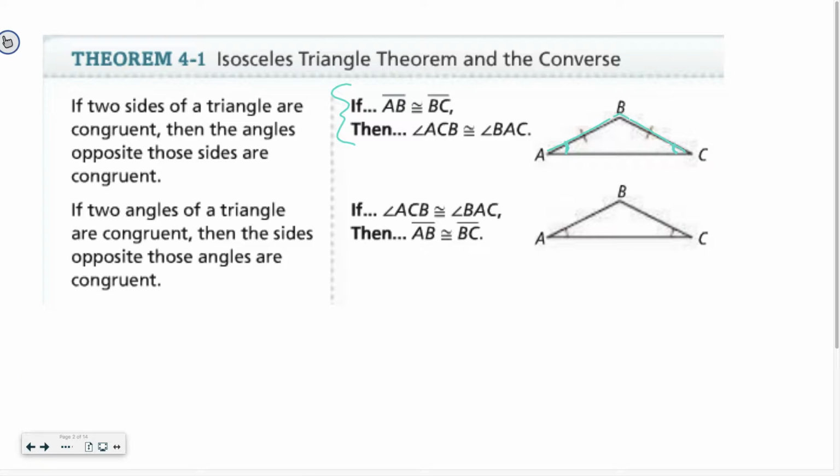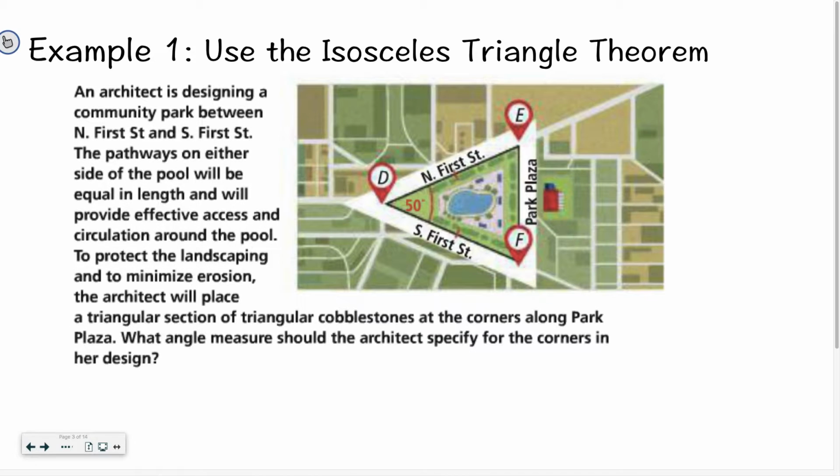Those are also congruent. And then its converse is the opposite of that. If I give you a triangle and I say that I have congruent angles like this, that means my two sides, the two legs, are congruent as well, okay? So we have the theorem and then we have its converse. All right, so example 1, use the isosceles triangle theorem.